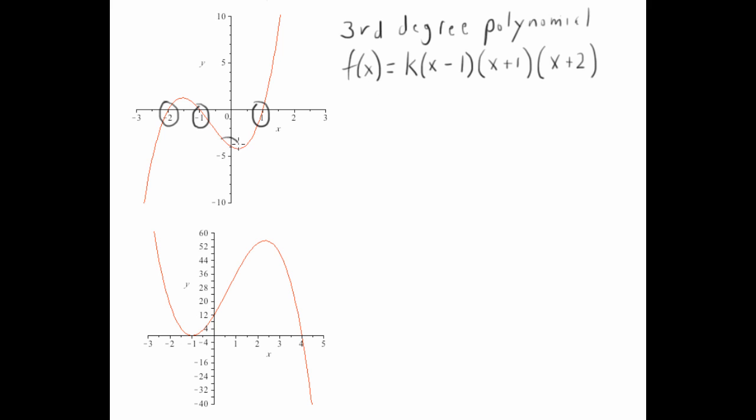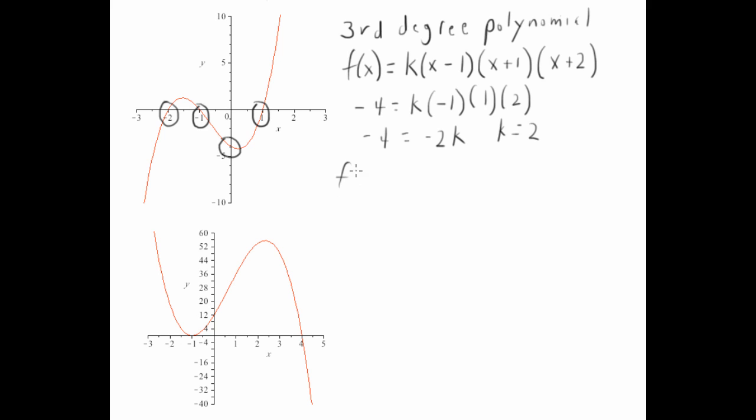And for that, it's often good to use the vertical intercept, which is negative 4. So note that when we plug in 0, we get out negative 4. So let's do the same thing here. Our output is negative 4. That's k times, now let's plug 0 into all this. Negative 1, positive 1, positive 2. And from that we get that negative 4 equals negative 2k. That means k equals 2.